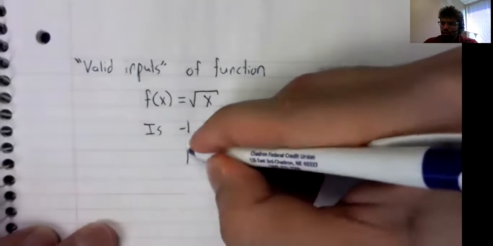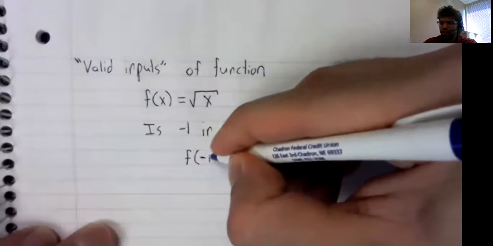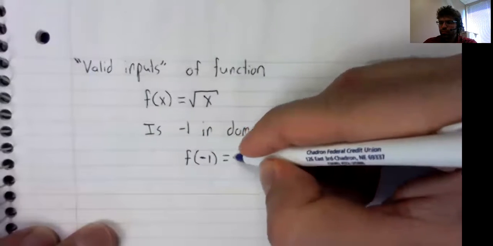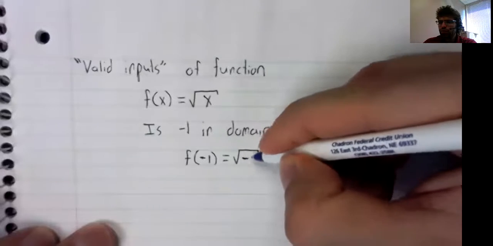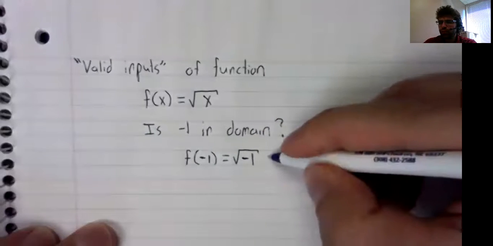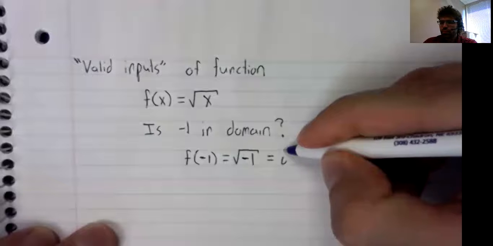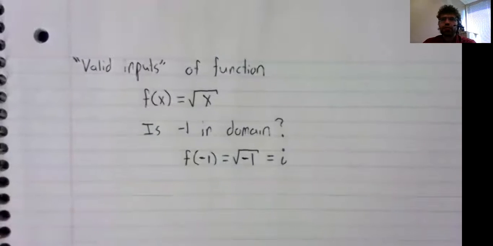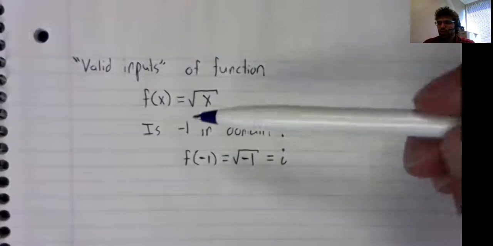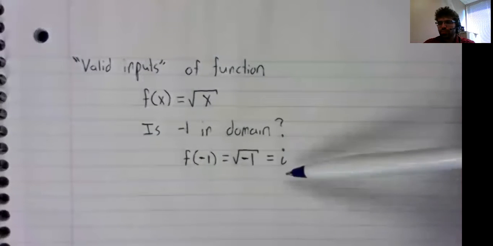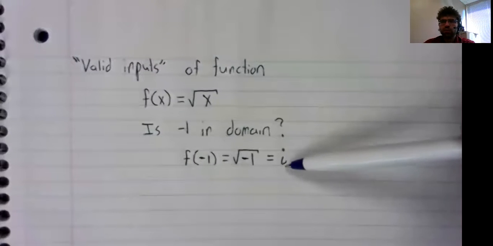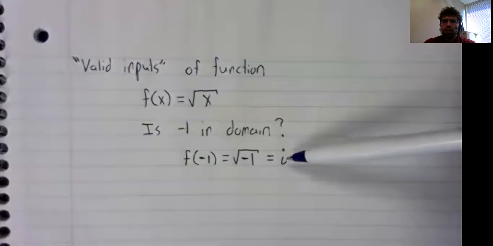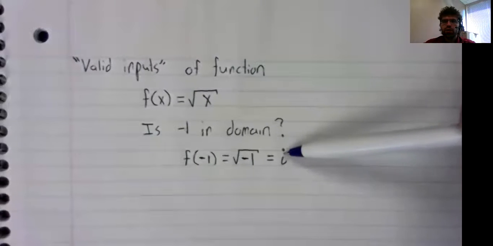Well, f of -1, or the square root of -1, is the imaginary unit. So this input does give an output, but in a lot of real world situations, we don't want to consider imaginary or complex numbers.